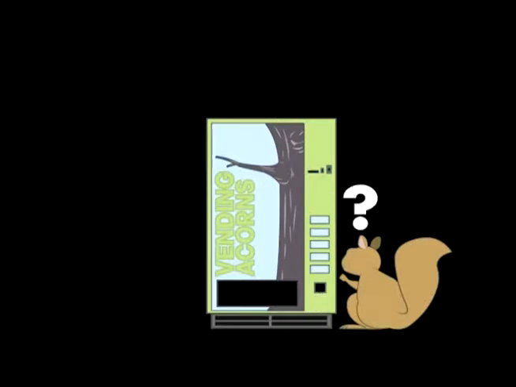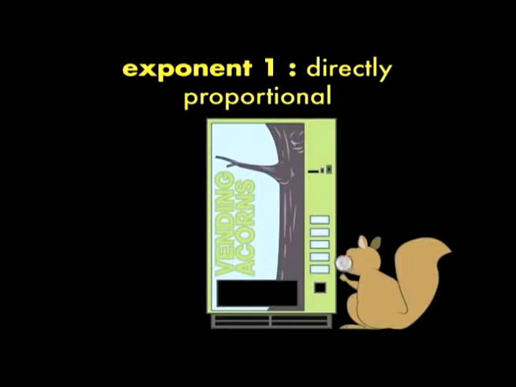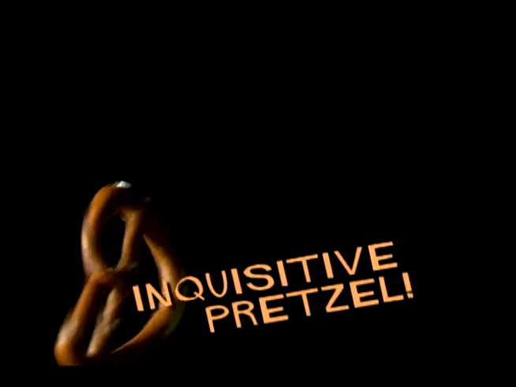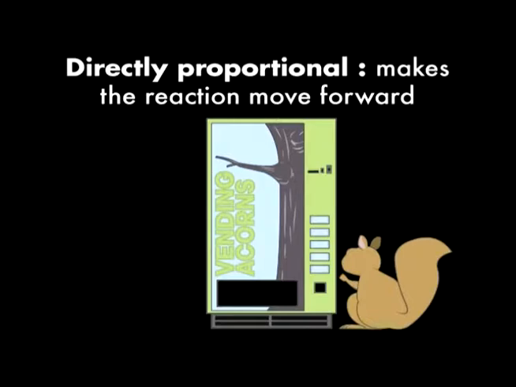On the other hand, an exponent of 1 means the relationship is directly proportional. That's called a first-order reaction. Wait. What's directly proportional? Directly proportional means that the reactant makes the reaction go forward. And if a little makes it go forward a little, a lot makes it go forward a lot. So, a first-order reaction is one that moves faster when the reactant is added.